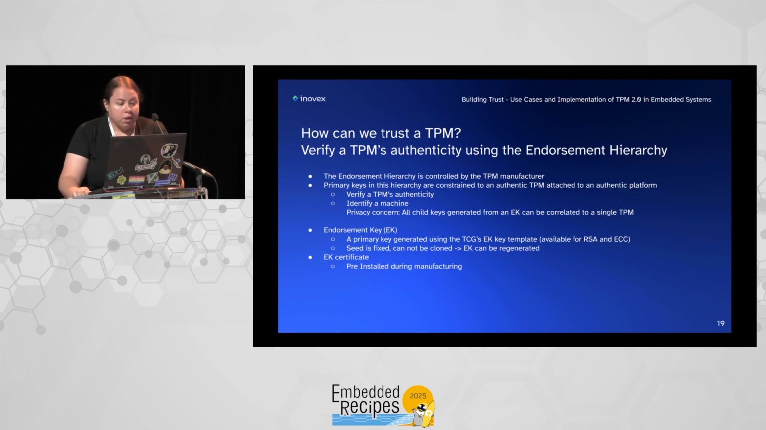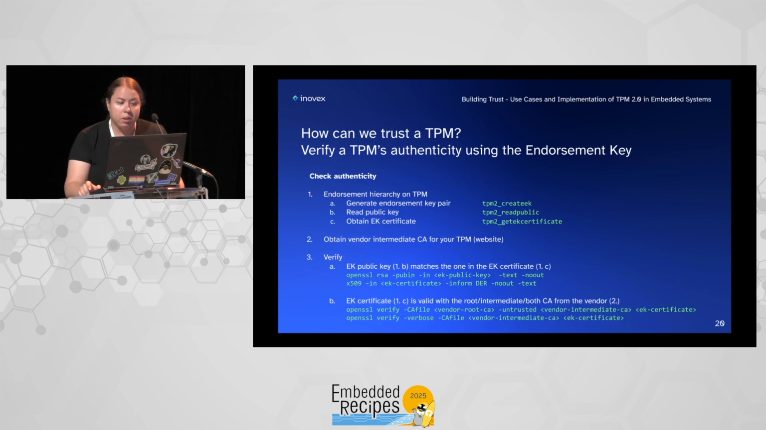And the endorsement key pair can be generated and regenerated using the seed and a specific key generation template. And there's also an endorsement key certificate, which gets in there during the manufacturing step. So you can use both of those to validate it's authentic by first using the hierarchy level on the TPM to generate the key pair, read the public key, obtain the certificate, and then you go to your TPM vendor website.